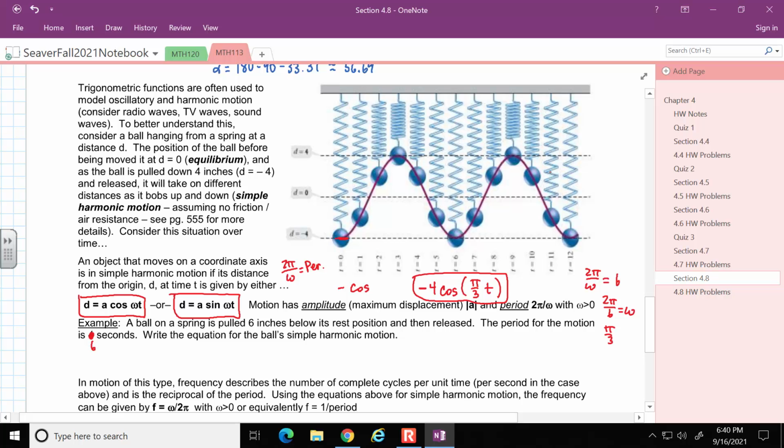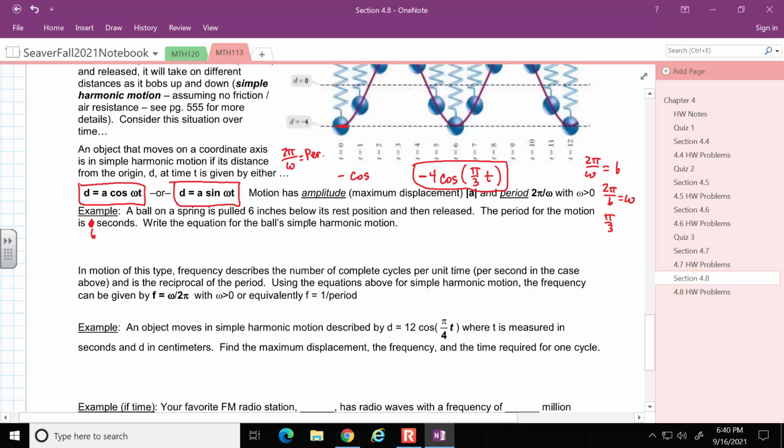But you could be given a problem like this where it's not sketched out for you, and you're just reading through it. It says the ball and spring is pulled 6 inches below its rest position and then released. That means I'm starting 6 inches below, or in this case it was 4, and then released. So I'm going to use that negative cosine. The period is 6 seconds, et cetera. So we've kind of done one of those.